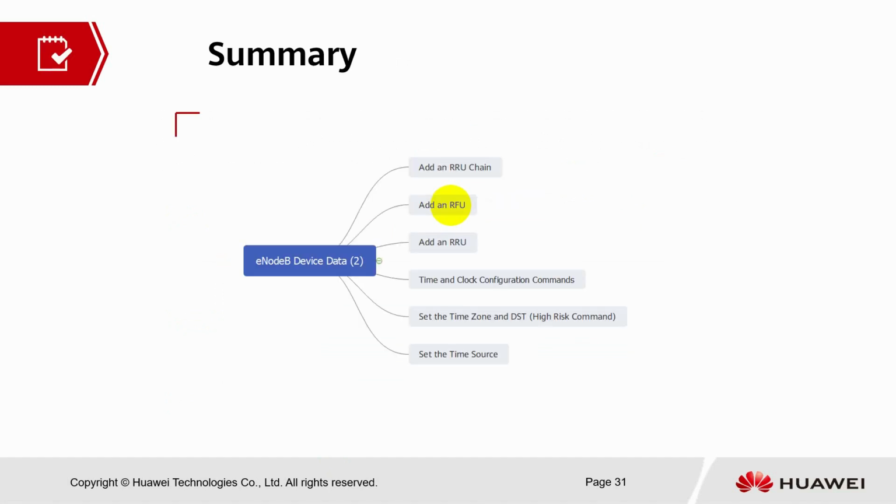So the summary of this section, eNodeB device data: we have covered how to add an RRU chain and add an RRU. We have also discussed time and clock configuration commands. We have discussed how to set the time zone and DST, which is a high risk command. And last but not least, we discussed how to set the time source.